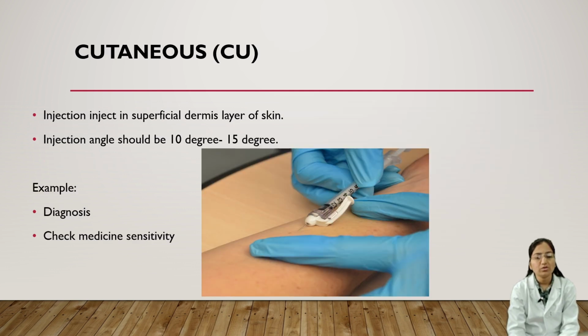Okay, next, intradermal. This injection is injected in the superficial dermis layer of the skin, and the injection angle should be 10 degrees to 15 degrees. In the picture you can see it there. For example, it is used for diagnosis, to check medicine sensitivity.